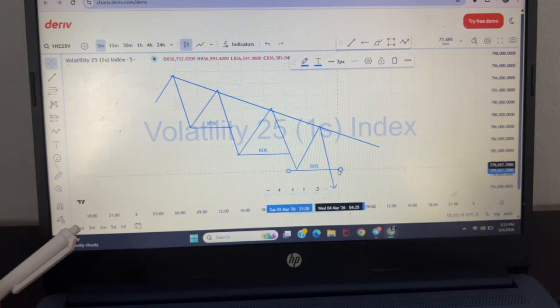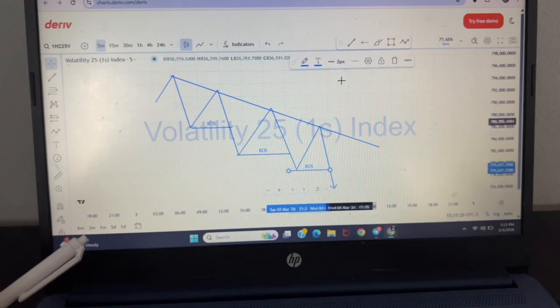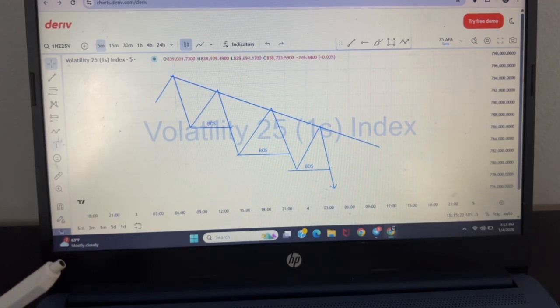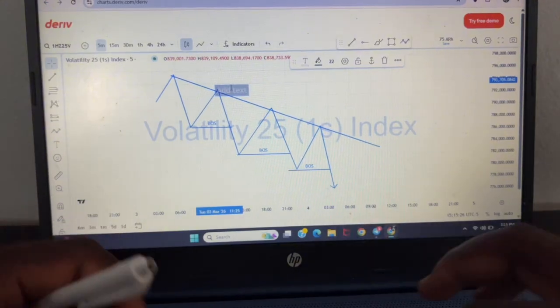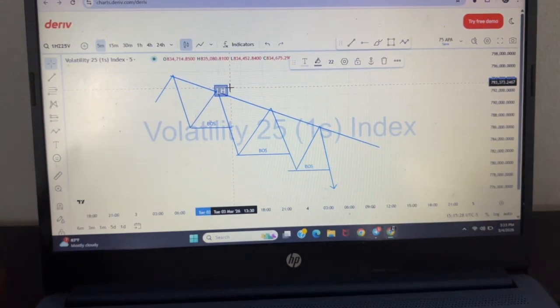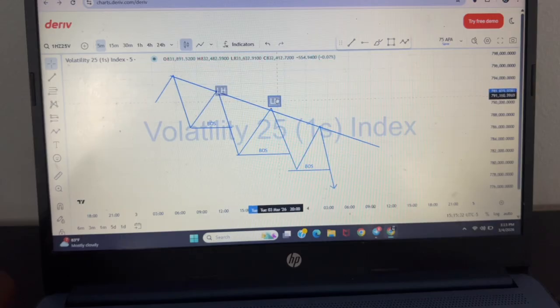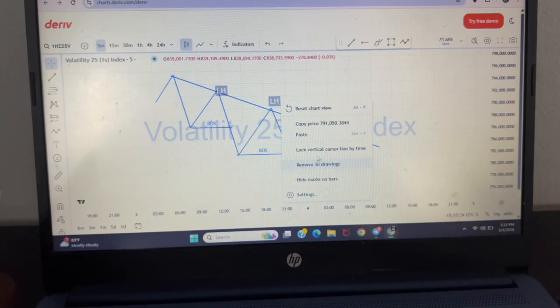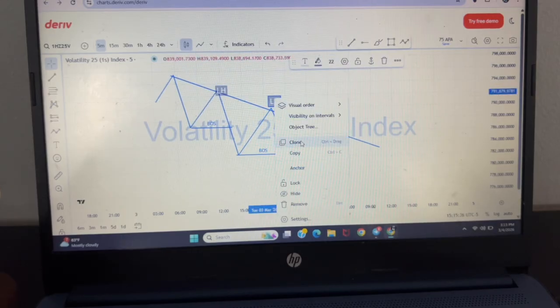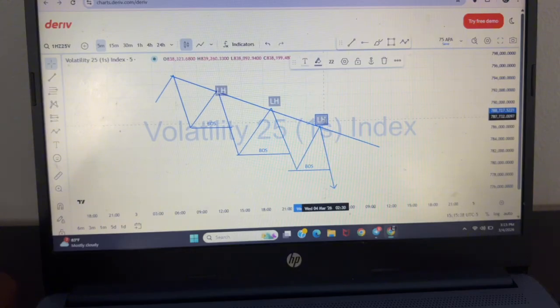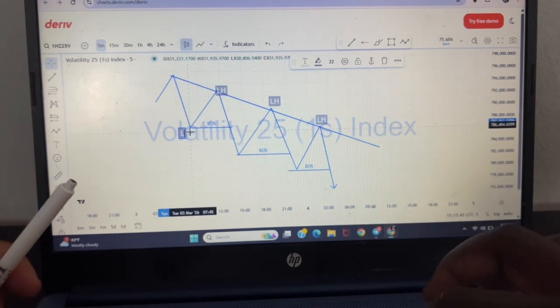So yeah, another confirmation to show that price is making lower highs and lower lows. So we have right here a lower high right there, lower high, lower high, and a lower high, and we got over here a lower low.